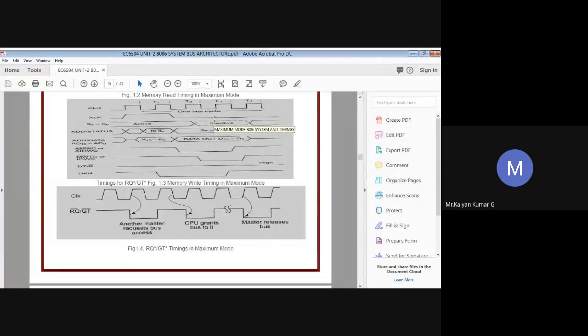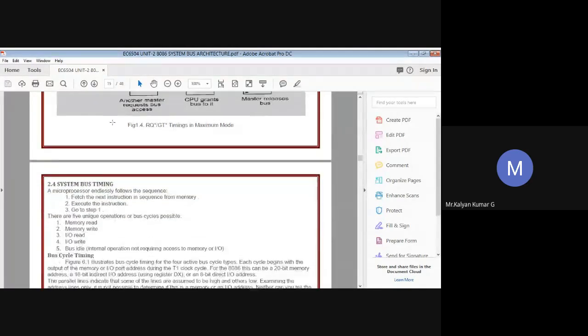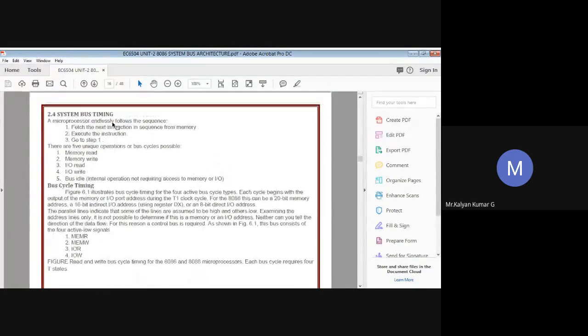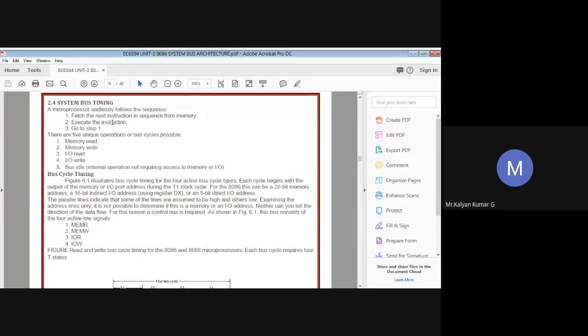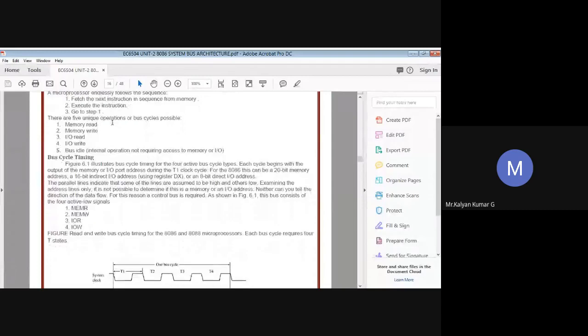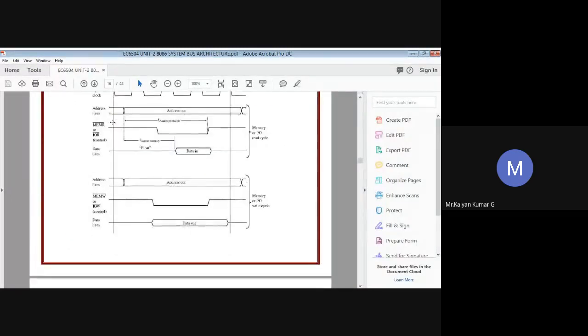Here they are given with 4 different timing cycles. I repeat, for minimum and maximum mode, as well as for both read cycles and write cycles. You need to just go through it. That's what I said: memory read, memory write, IO read, IO write, and bus idle states. Each one will be discussed here. So just look at the timing diagram.